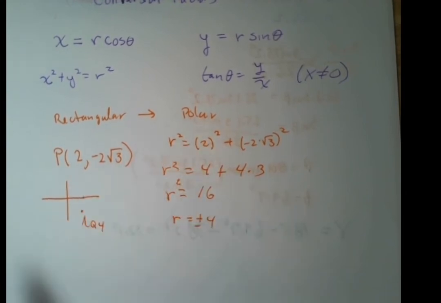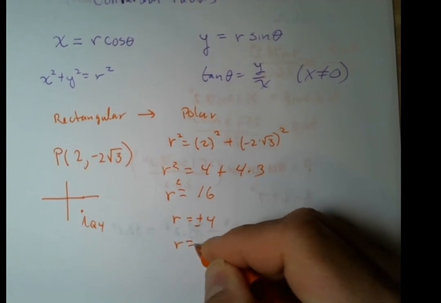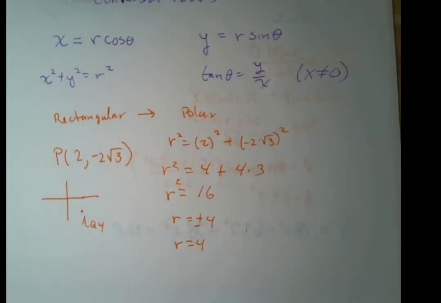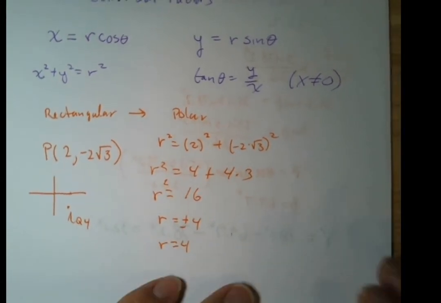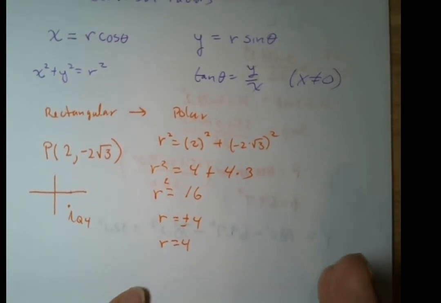Now, which one you choose? If we recall from our previous examples, there are an infinite number of ways to name a polar coordinate, so it's up to you. I think the most straightforward one is to always stick with the positive. That way you don't have to take into account the reflection. So let's say that r is 4.